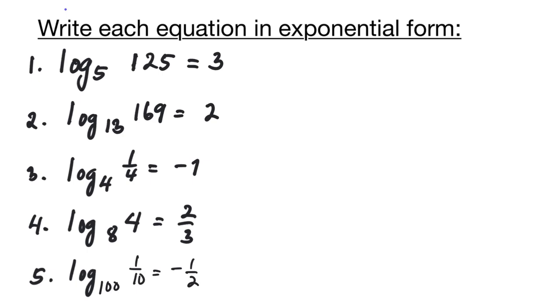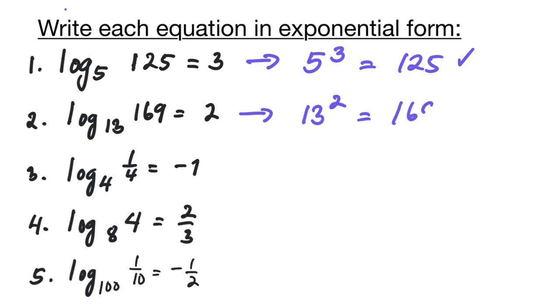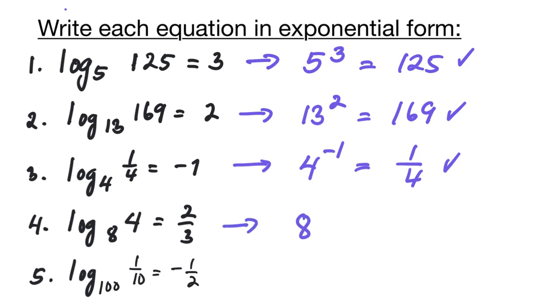Write each equation in exponential form. So let's do this one. First, let's look at the base. The base is 5, and the exponent is 3, is equal to 125. Next, our base is 13 squared is equal to 169. Next here, the base is 4 raised to negative 1 is equal to 1 over 4. Next, the base is 8 raised to 2 over 3 is equal to 4. Last but not the least, your base is 100 raised to negative 1/2 is equal to 1 over 10.